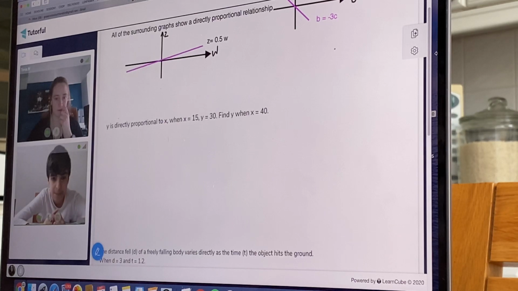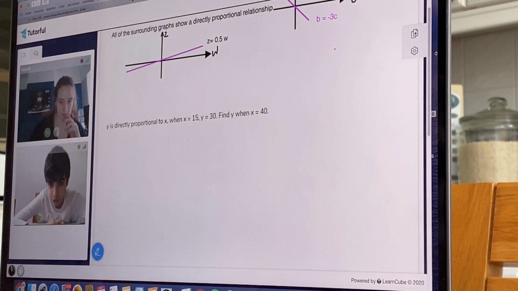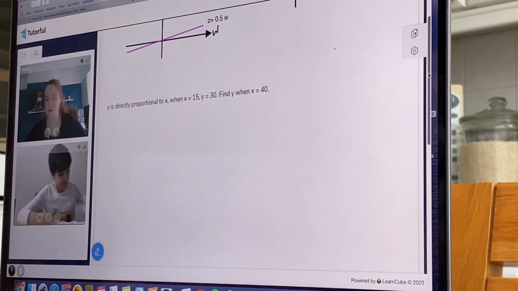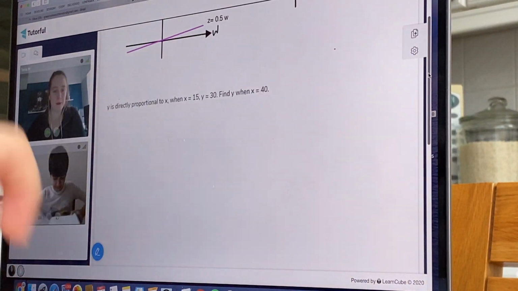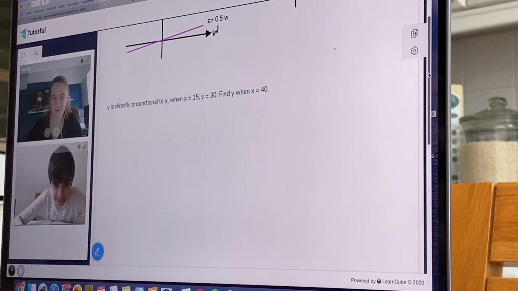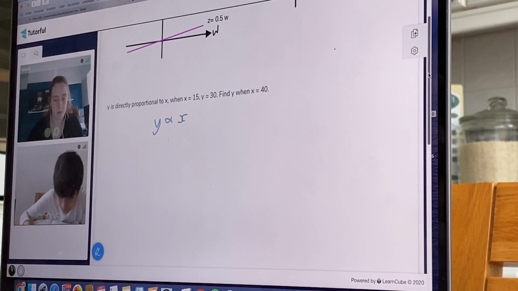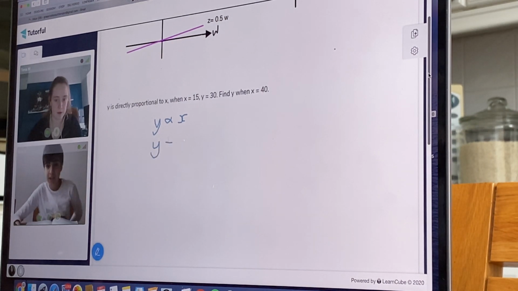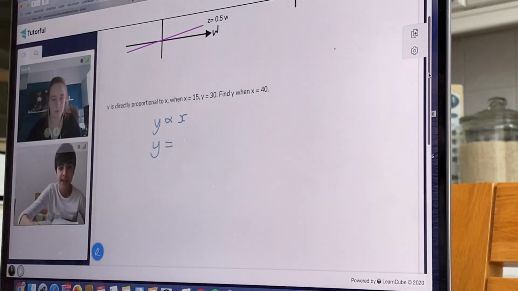y is directly proportional to x. When x equals 15, y equals 30. Find y when x equals 40. Do you remember how we did this one? y is directly proportional to x. When x is 15, y is 30, so 15 times 2, and x is 20.